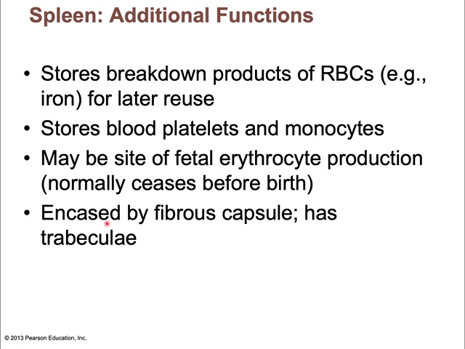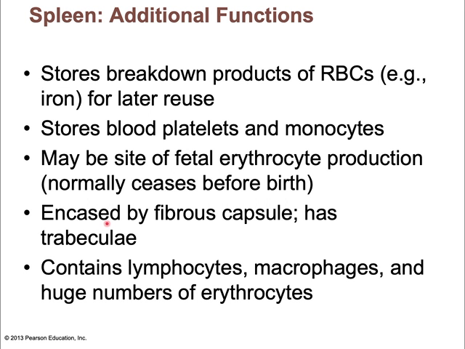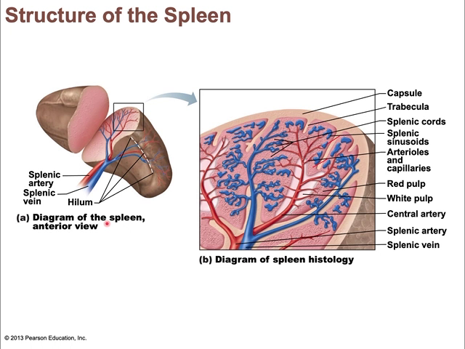It's enclosed by a capsule, and it has trabeculae just like the lymph nodes do. And it, of course, has lymphocytes and macrophages and lots of red blood cells. And you can see a cross section of the spleen here. The two distinct areas are the white pulp around the central arteries, which are mostly lymphocytes on reticular fibers, and they aid in immune function. And then the red pulp in the venous sinuses and the splenic cords is high in red blood cells and macrophages for disposal of worn out erythrocytes, bloodborne pathogens, and other toxins. And it's composed of splenic cords and sinusoids.